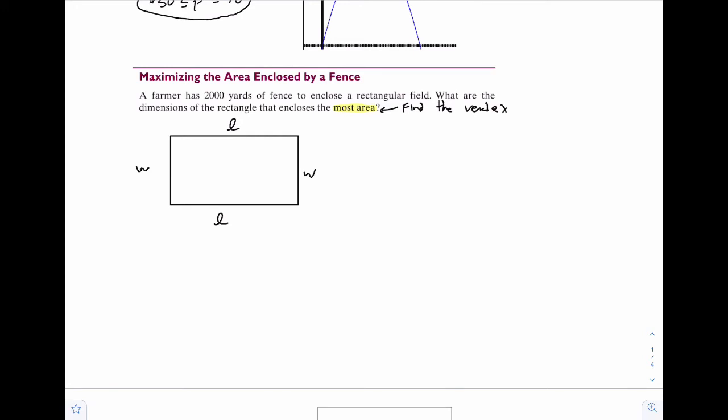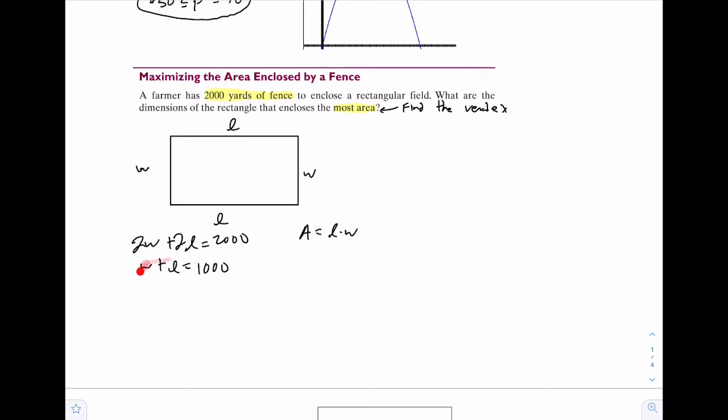Now we have this 2,000 yards of fence. What you have to realize is that's actually really important. That is going to be your perimeter. So what I can write is I know that 2W plus 2L has to equal 2,000, which means W plus L should equal 1,000 if I halve everything. And what we're trying to do is maximize area. So I know area is going to be length times width.